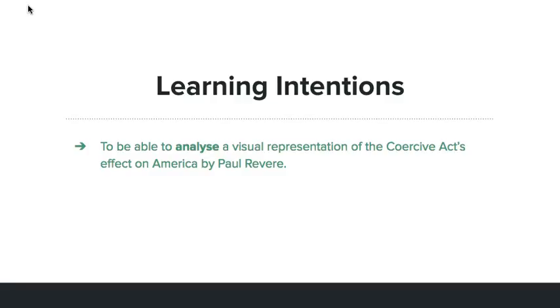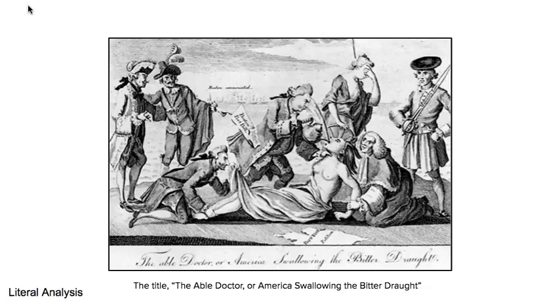Today we are going to analyze a visual representation of the coercive acts' effect on America by Paul Revere. Okay. So this is our image that we're going to look at today, and its title is The Able Doctor, or America Swallowing the Bitter Drought.